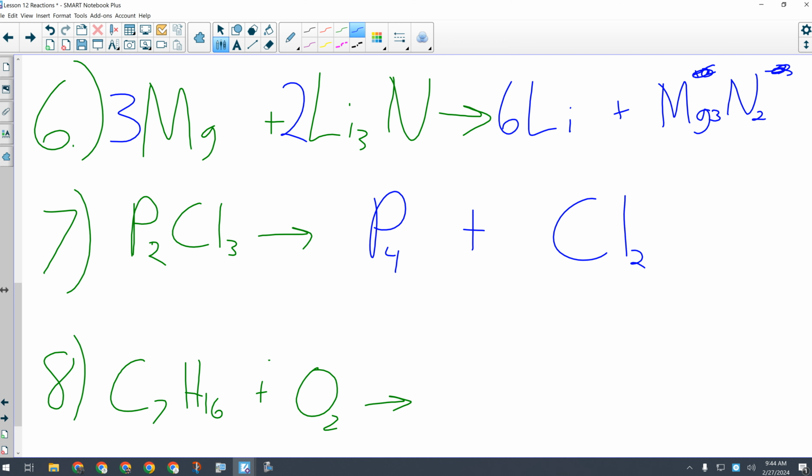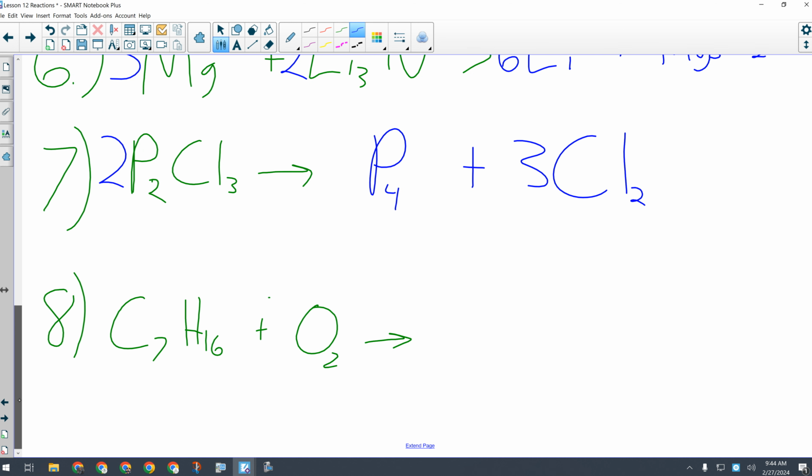All right, 4 is the biggest number, so we'll balance it first. Put a 2 there to balance the 4 phosphorus. That gives me 6 chlorines. A 3 there will balance my 6 chlorines, and that reaction should be good after that. The biggest thing with decomp reactions is getting the right number on any special elements that are produced.